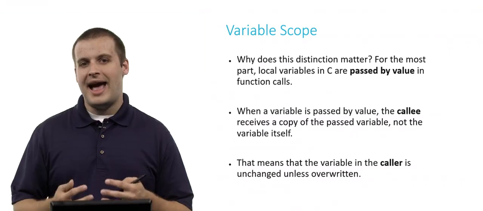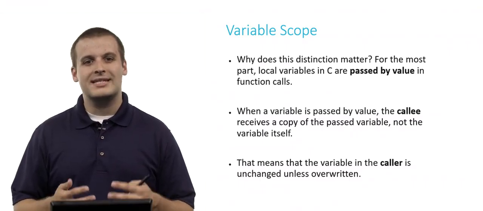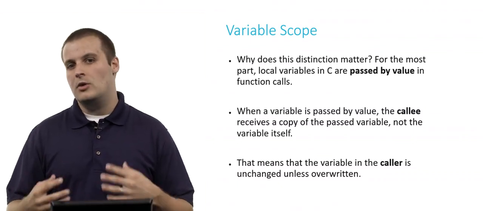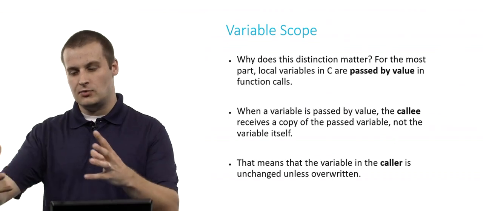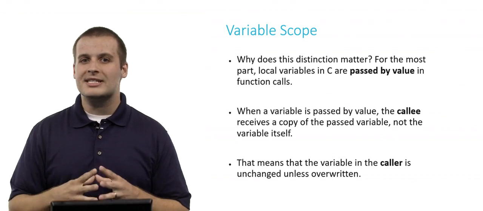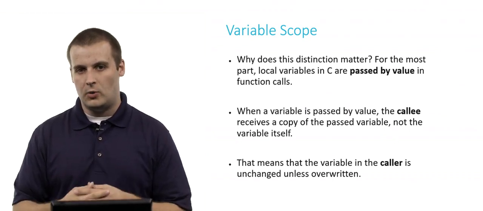Why does this distinction matter? Why do we care whether some variables are local and others are global? Well, for the most part, local variables in C are what's called passed by value when we make a function call. What does that mean? Well, when a variable is passed by value, the callee, which is another way of saying the function that is receiving the variable that gets passed in as an input, it actually doesn't receive that variable itself. It receives its own copy of it to work with.